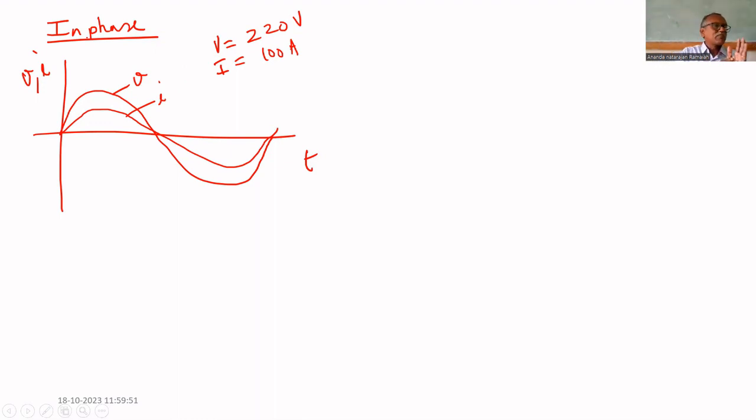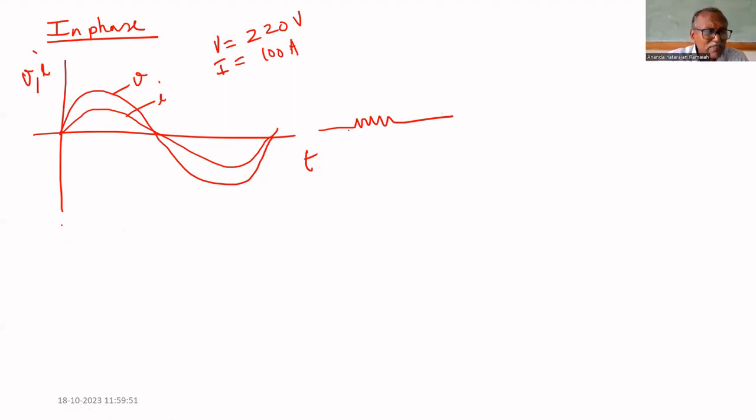In phase means simultaneously both voltage and current are increasing. Simultaneously they become zero. Again simultaneously they come to negative maximum, and simultaneously to zero. This will happen only if you pass the voltage through a resistance. We are giving voltage only, and the current also follows the voltage. The pattern will be the same.